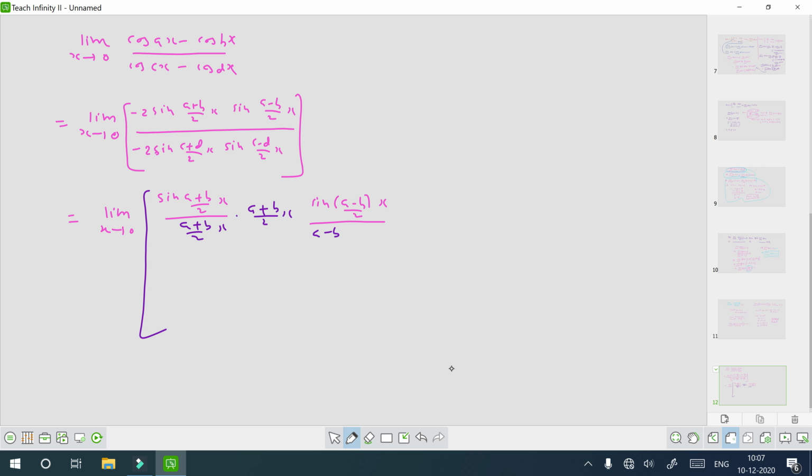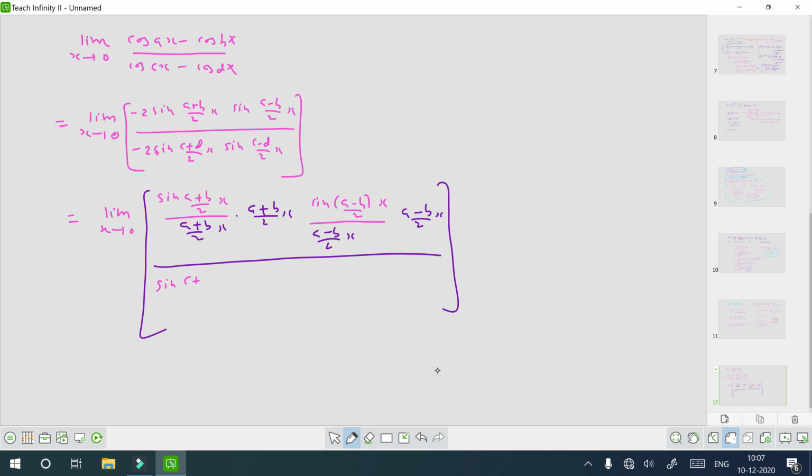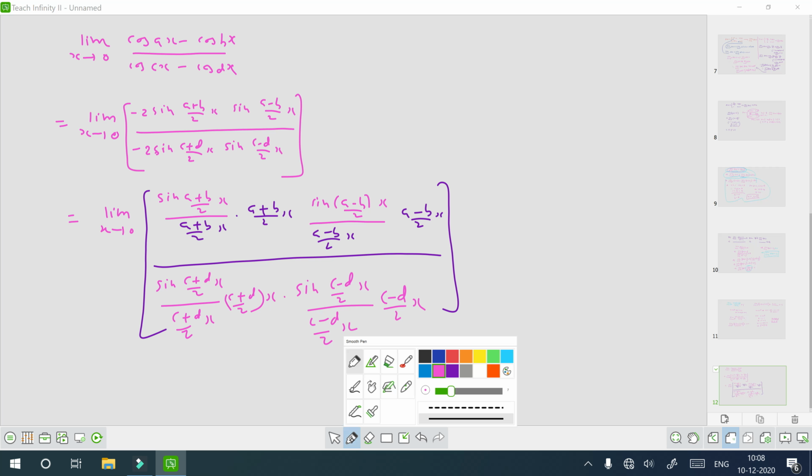We need (a minus b) by 2x, so multiply and divide by it. In the denominator quantity, what do we need? In the same way, sin (c plus d) by 2x over (c plus d) by 2x, into sin (c minus d) by 2x over (c minus d) by 2x. Yes or no?